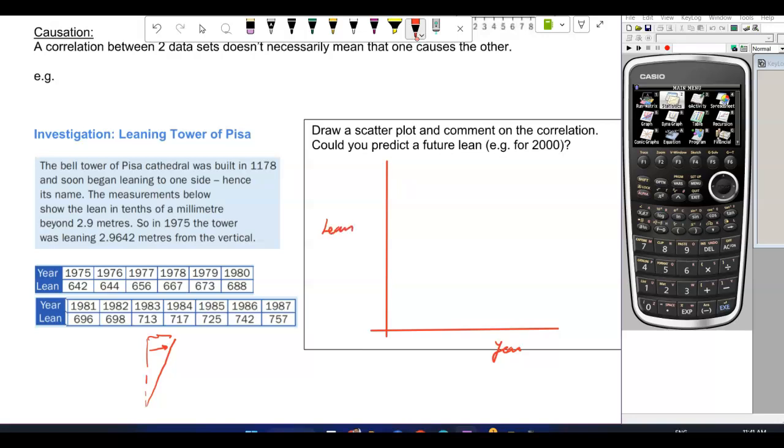What is the minimum year? 1975, so you make it years. I'm just putting in 1980 and 1990. What is the minimum lean angle? 642. So you put a mark like this, just approximating over there. 640, 642, how much is it? What is the maximum? 757. So let's call this 600.